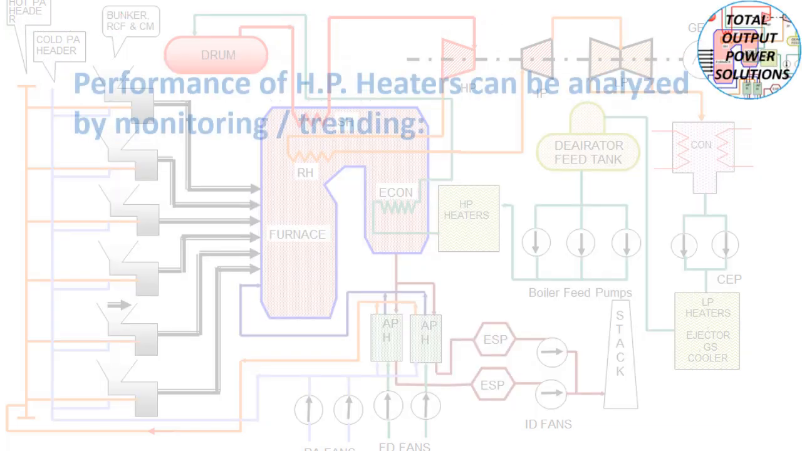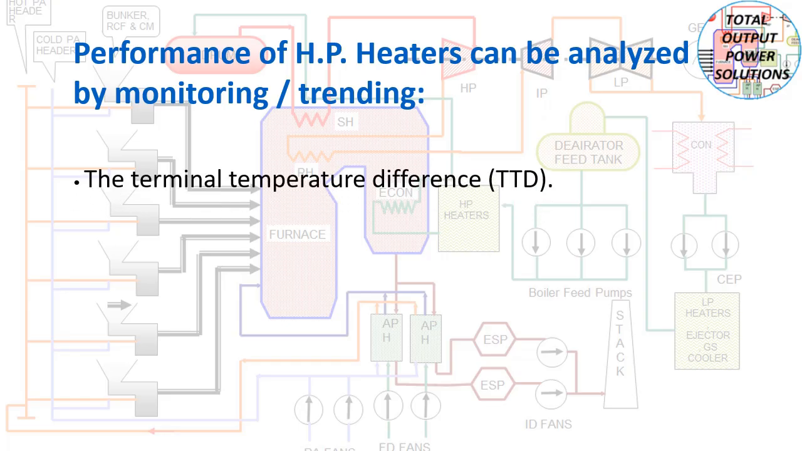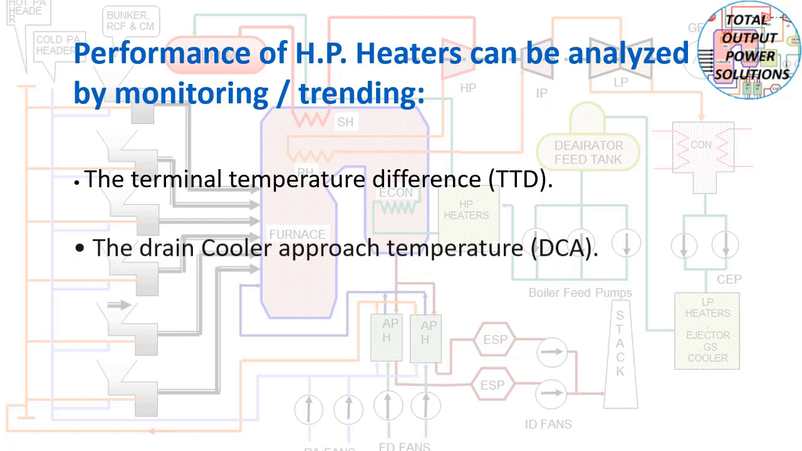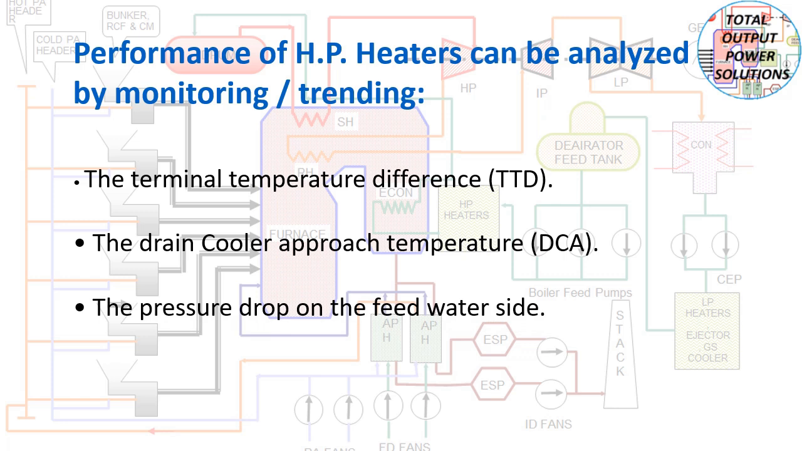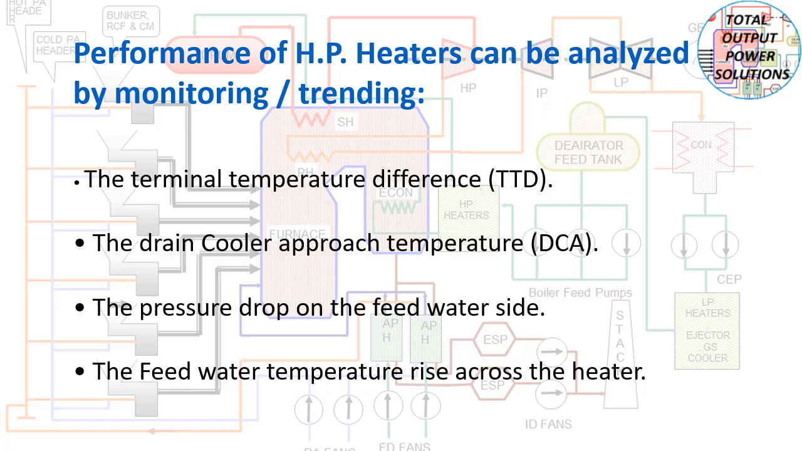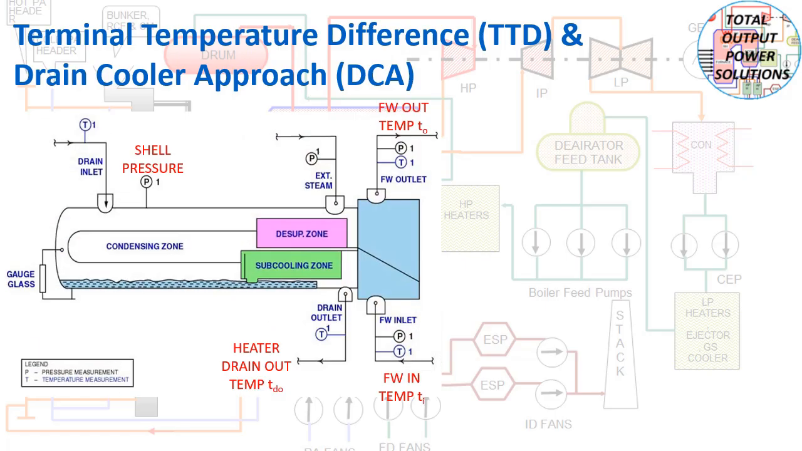Now the performance of HP heaters can be analyzed by monitoring or trending the parameters: the terminal temperature difference, that is the TTD, the drain cooler approach, that is DCA, the pressure drop on the feed water side, and the feed water temperature rise across the heater. The terminal temperature difference, TTD, and drain cooler approach are the two terms which you require to be very careful about.